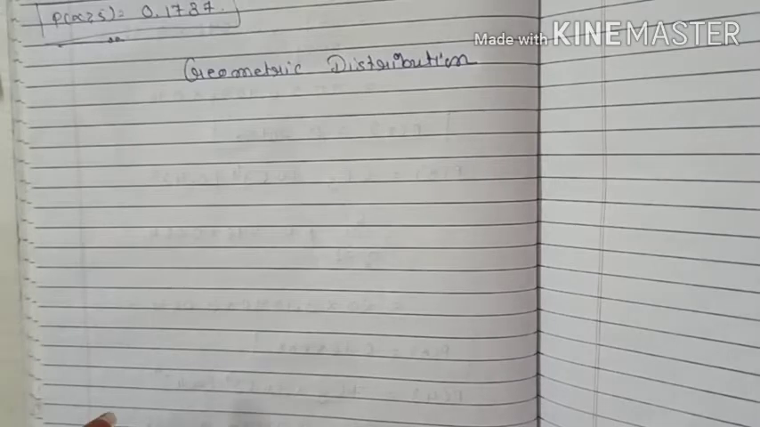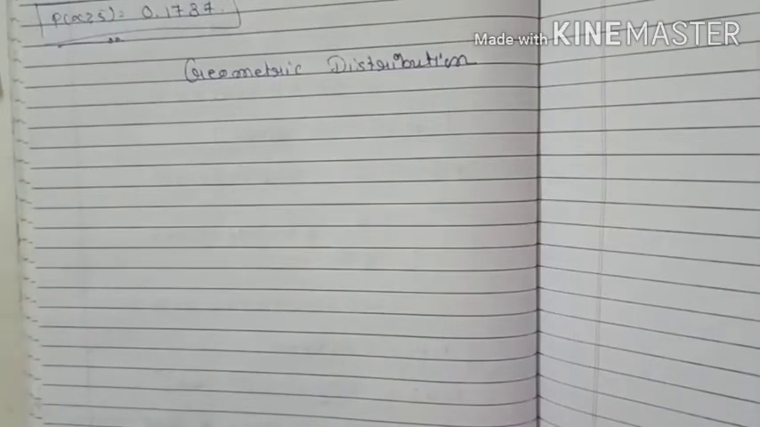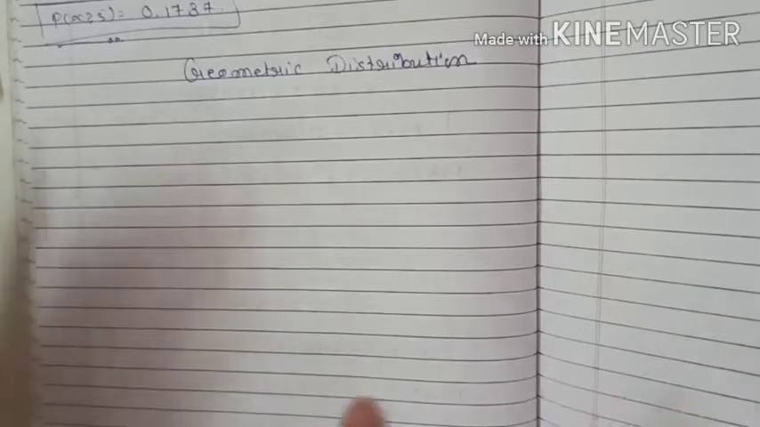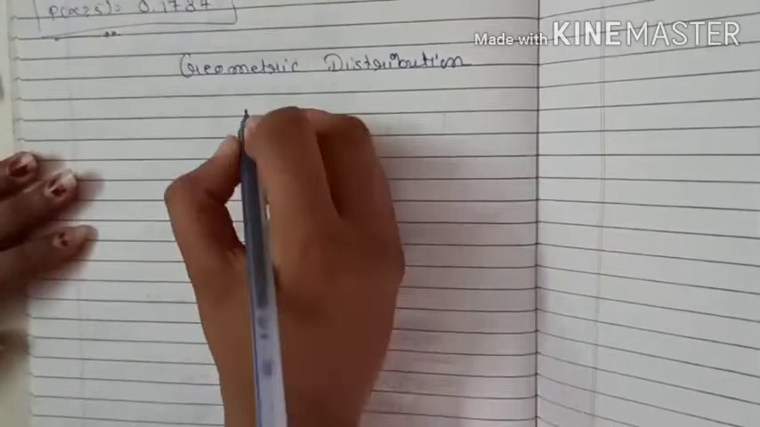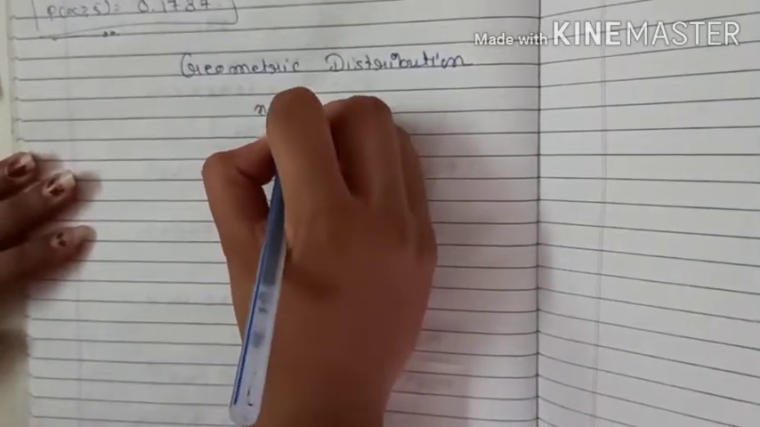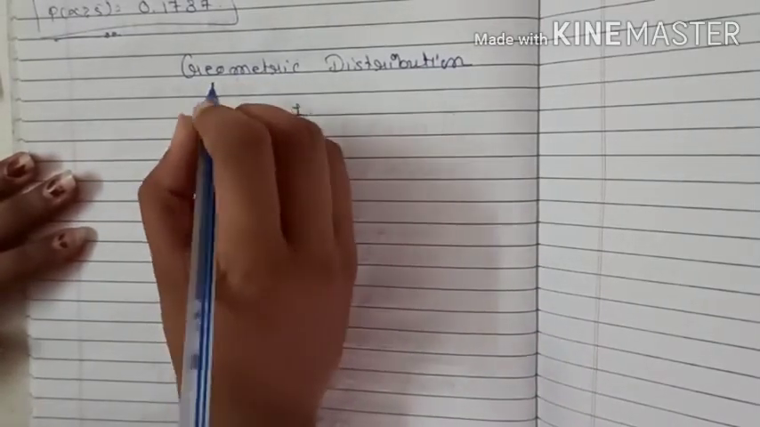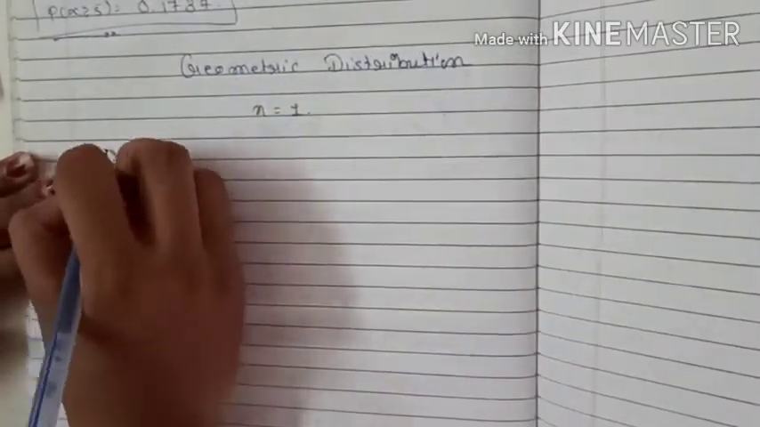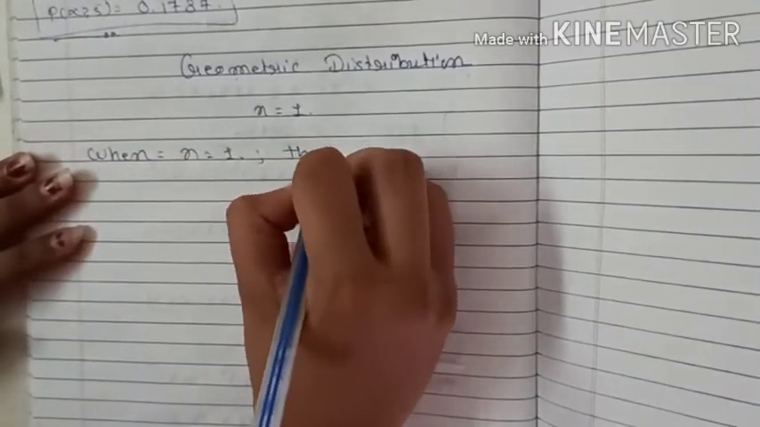Now we are studying the geometric distribution. As we covered all the sums of the negative binomial, now we come to the next topic, the geometric distribution. In the earlier lecture we covered the negative binomial distribution. In that distribution, I told you that when n becomes 1, the negative binomial becomes a geometric distribution.